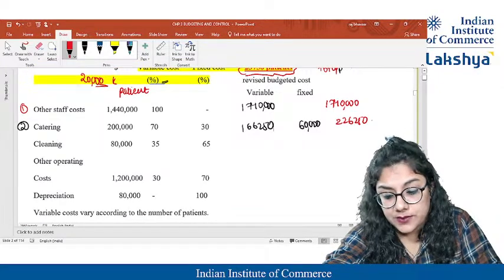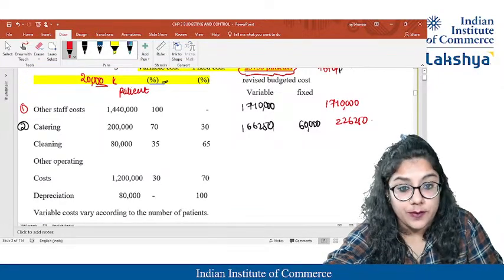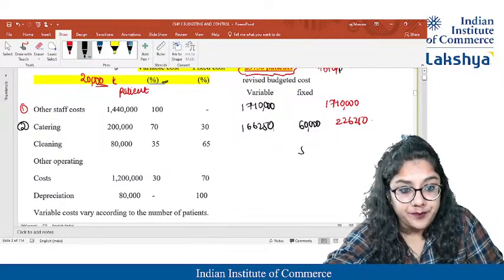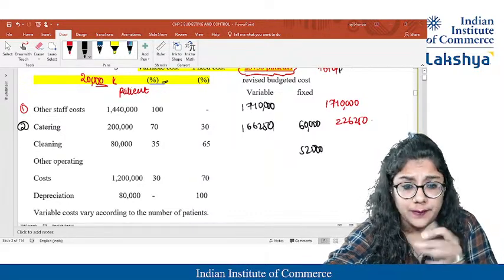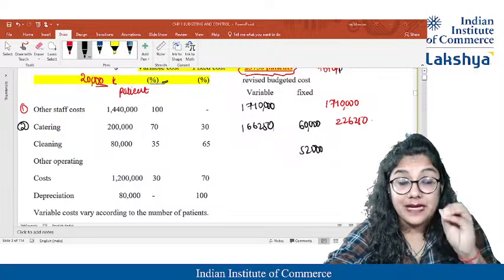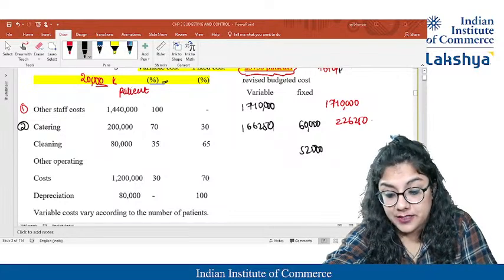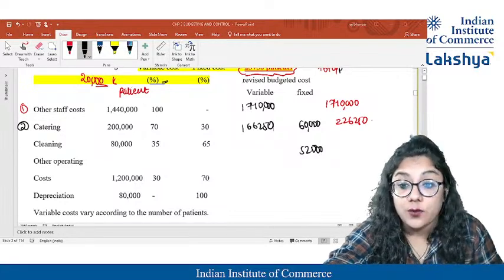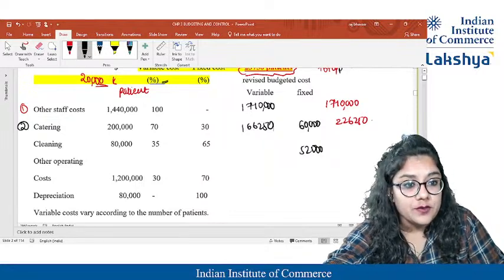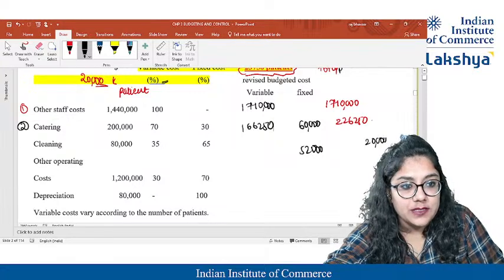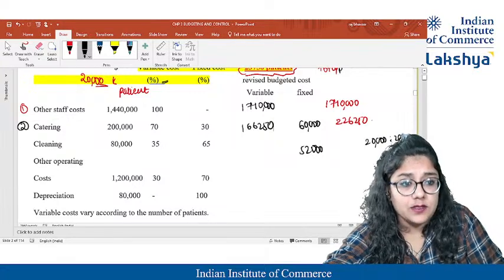Okay. Third, about the cleaning, 65% is fixed. So 80,000 into 65%, which is fixed, comes to 52,000. Fixed is 52,000, and variable is 80,000 into 35%. How much is it? 80,000 into 35% is 28,000. But for whom, guys? For 20,000 patients. It was the cost of 28,000.